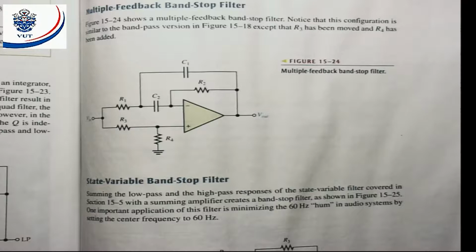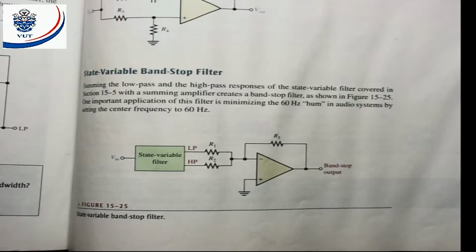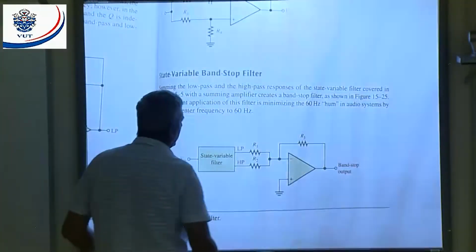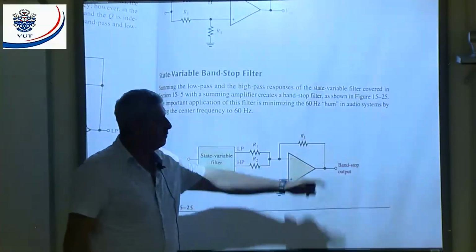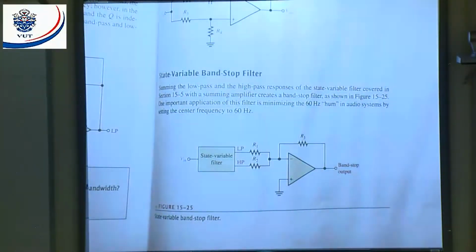And we can also basically use a state variable filter to make a band stop filter. How do we do that? We're going to use a summing amplifier and the state variable filter. That means we take the low pass and the high pass outputs of the state variable filter, we put them through a summing amplifier, and it will give me a band stop output. I repeat, we take a state variable filter's low pass and high pass outputs through a summing amplifier, and that will give me a band stop filter.